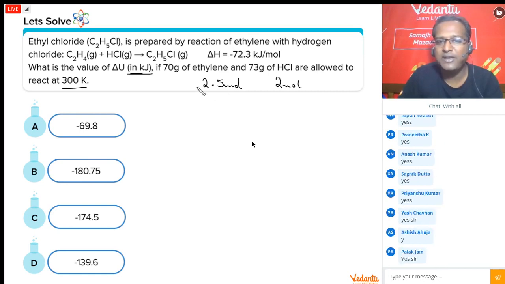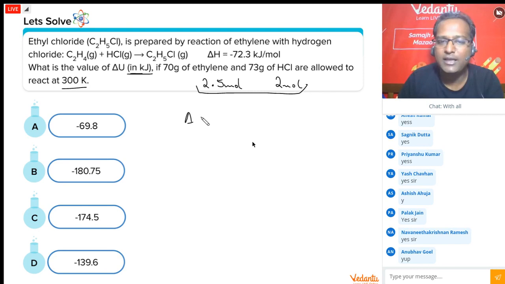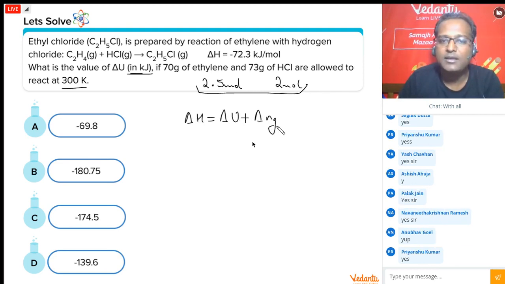Sir, but why are we talking about limiting reagent? Why are we not directly using delta H equal to delta U plus delta NgRT? Why can't I directly use that? You can directly use that. You will directly use that. But that will give you delta U. Sorry, वो V जैसा लग रहा है. I'm changing it.